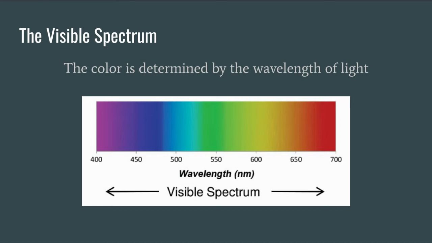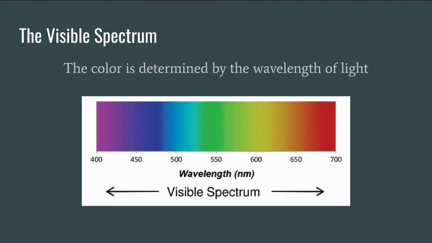You see the numbers on the bottom there? So purple is the highest energy because it has the shortest wavelength. Red is the lowest energy as the longest wavelength. And those are in nanometers. So the length of the waves of color you're seeing are measured in nanometers.